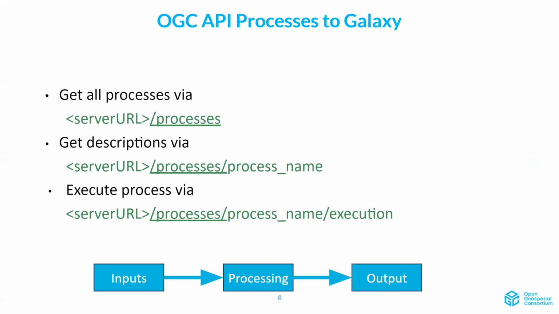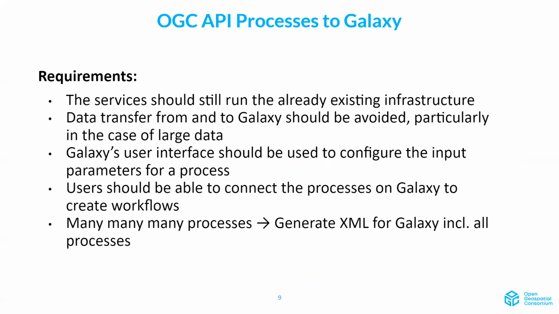So for example, via /processes, we get all the processes that are running on a server. Via /process name, we get the process description of these processes, so all the input parameters, output parameters, and stuff like that. And via execution, yeah, we can execute these processes. Good, so far so good.